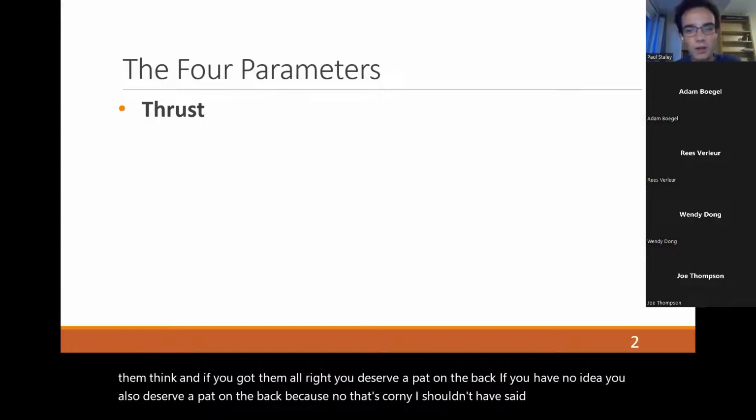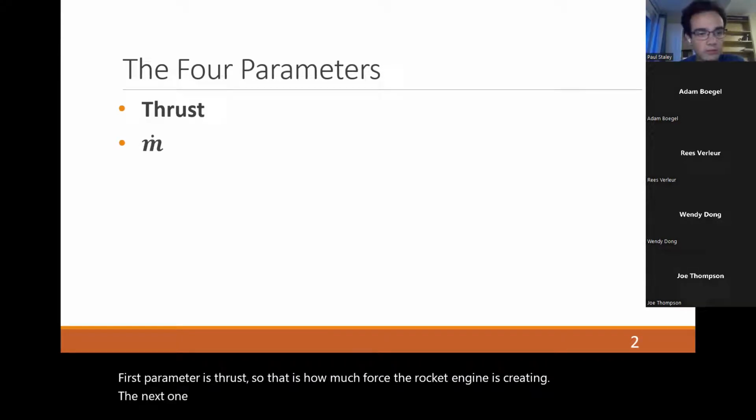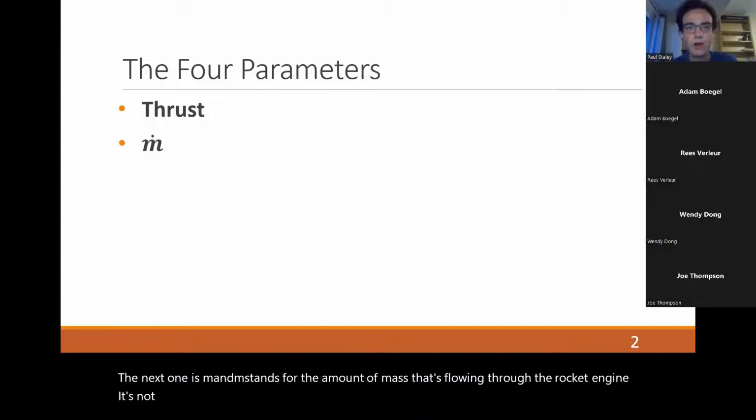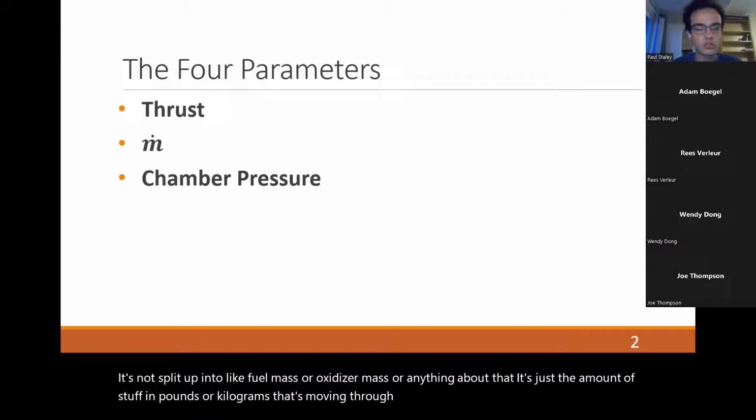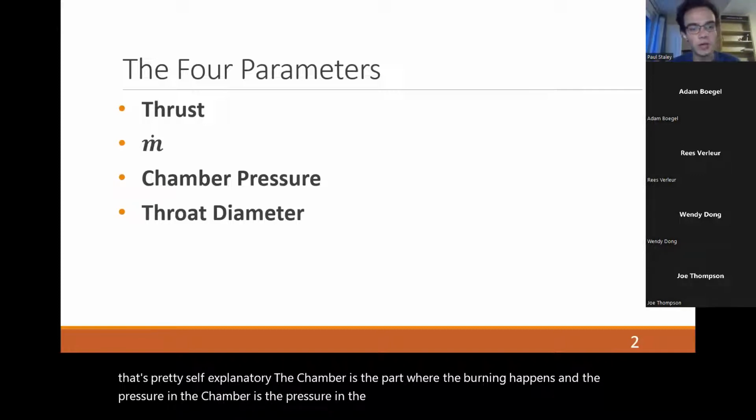Anyway, first parameter is thrust. That is how much force the rocket engine is creating. The next one is m dot, which stands for the amount of mass that's flowing through the rocket engine. It's not split up into fuel mass or oxidizer mass or anything like that. It's just the amount of stuff in pounds or kilograms that's moving through it. The next one is chamber pressure, and that's pretty self-explanatory. The chamber is the part where the burning happens, and the pressure in the chamber is the pressure in the chamber. And the final one is throat diameter.